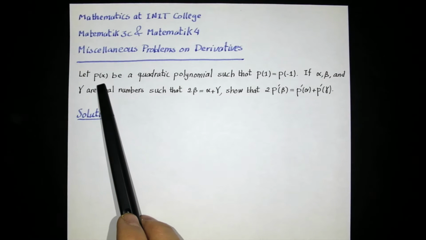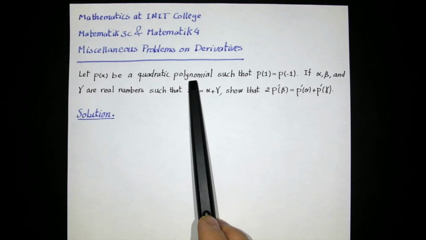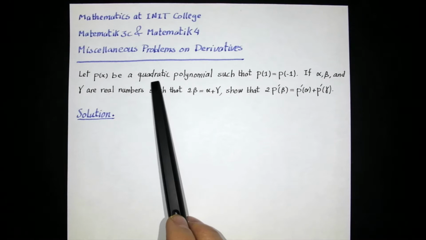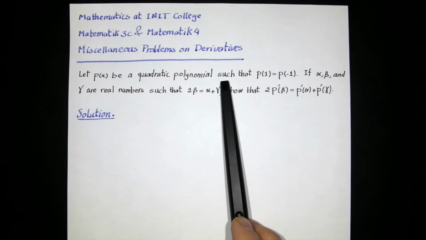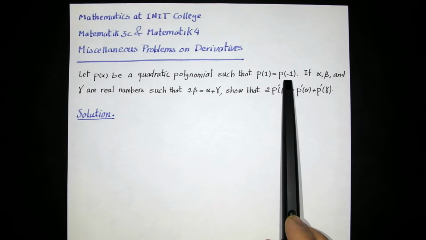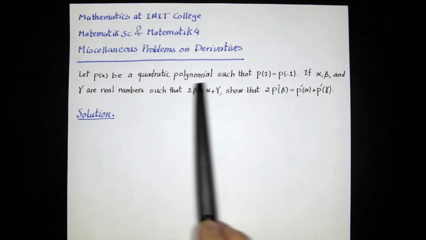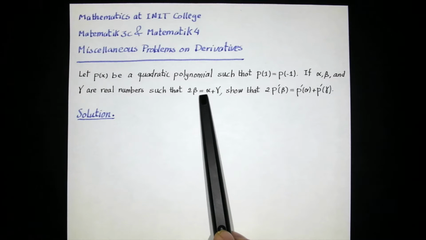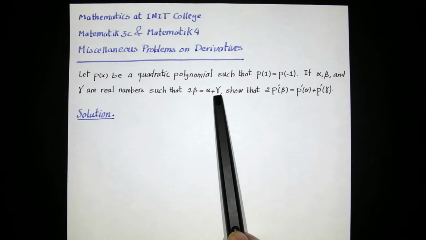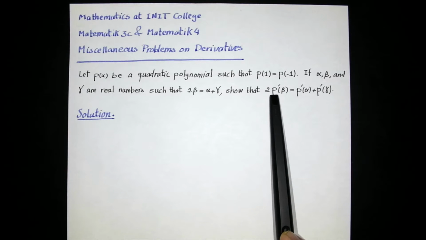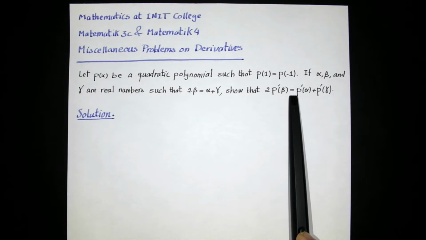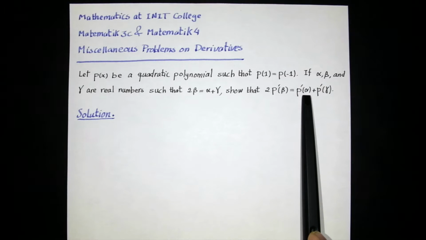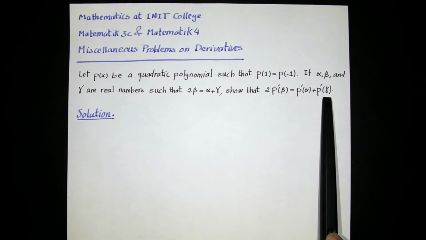Let p of x be a quadratic polynomial, a polynomial of second degree, such that p of 1 is equal to p of minus 1. If alpha, beta, and gamma are real numbers such that 2 times beta is equal to alpha plus gamma, show that 2p prime of beta is equal to p prime of alpha plus p prime of gamma.